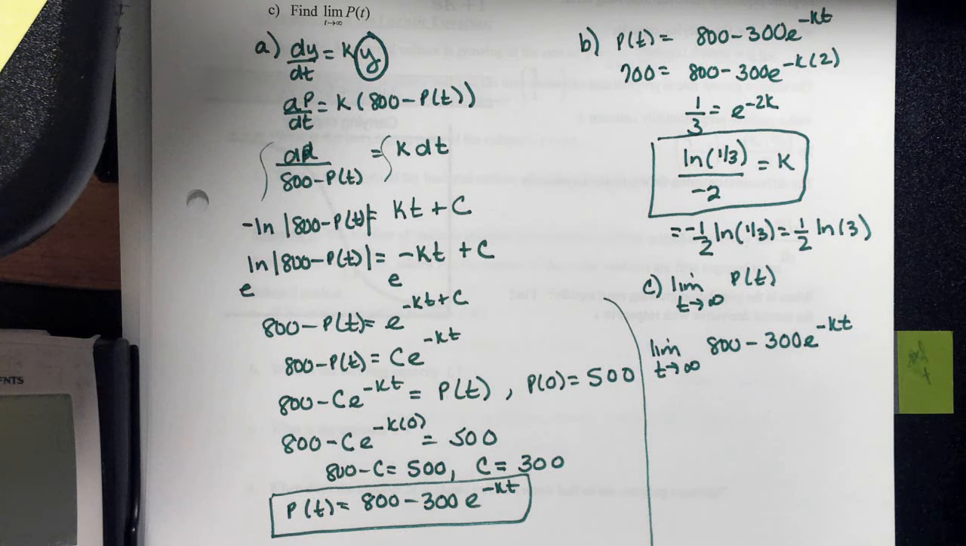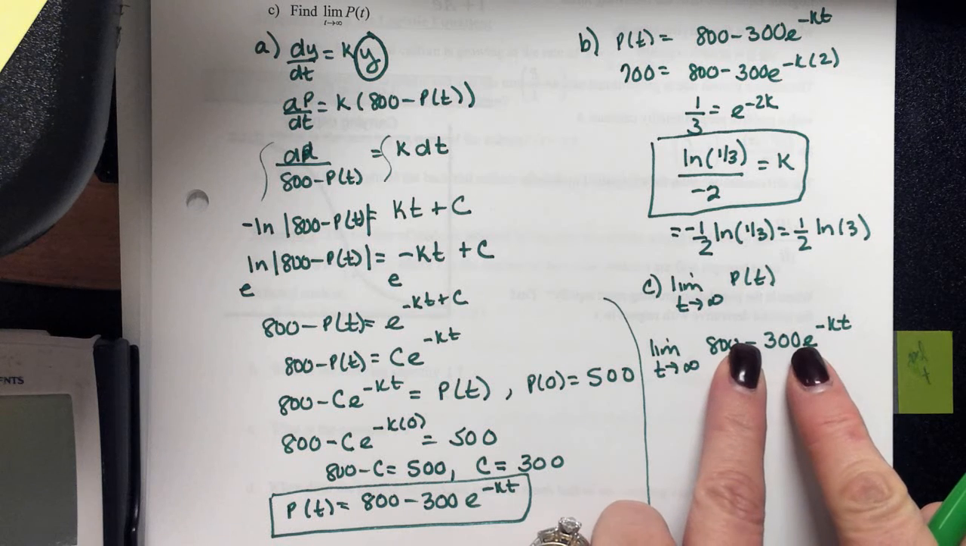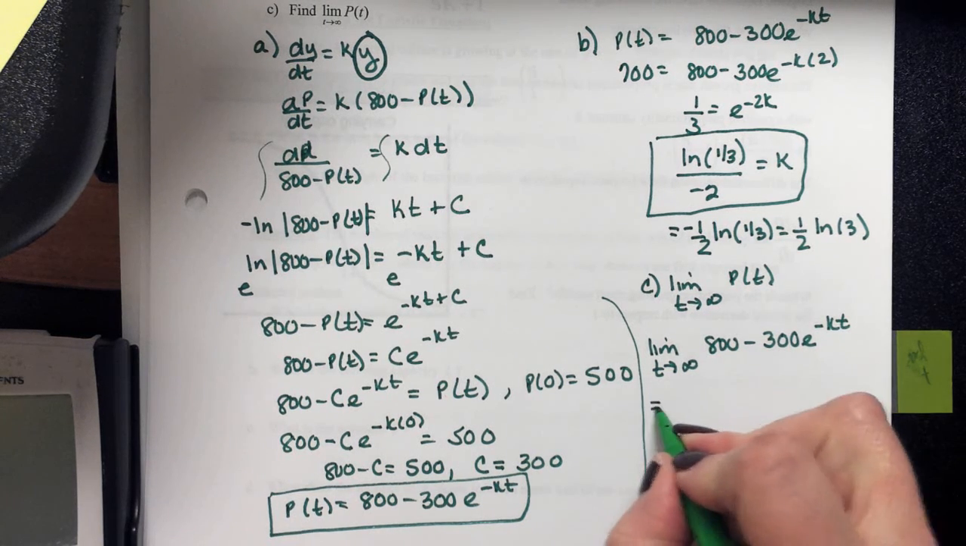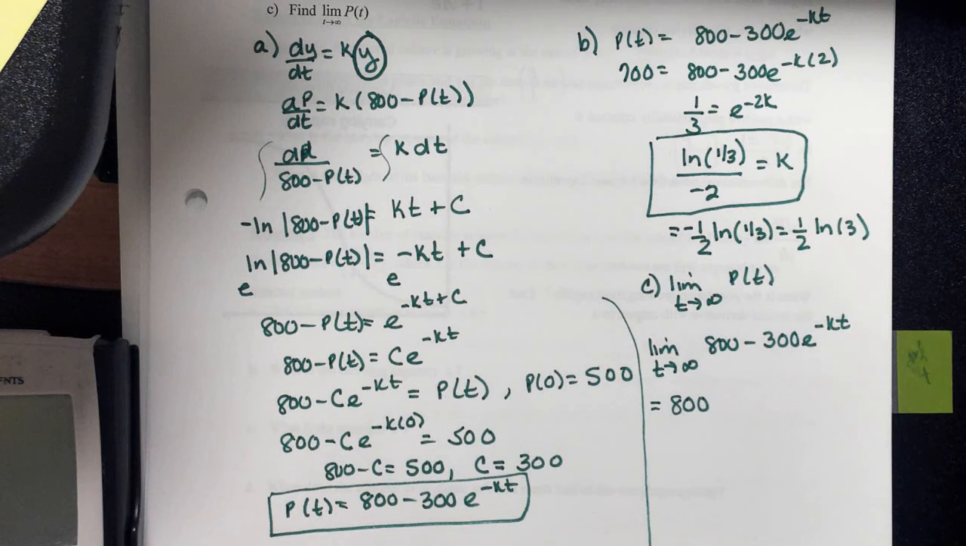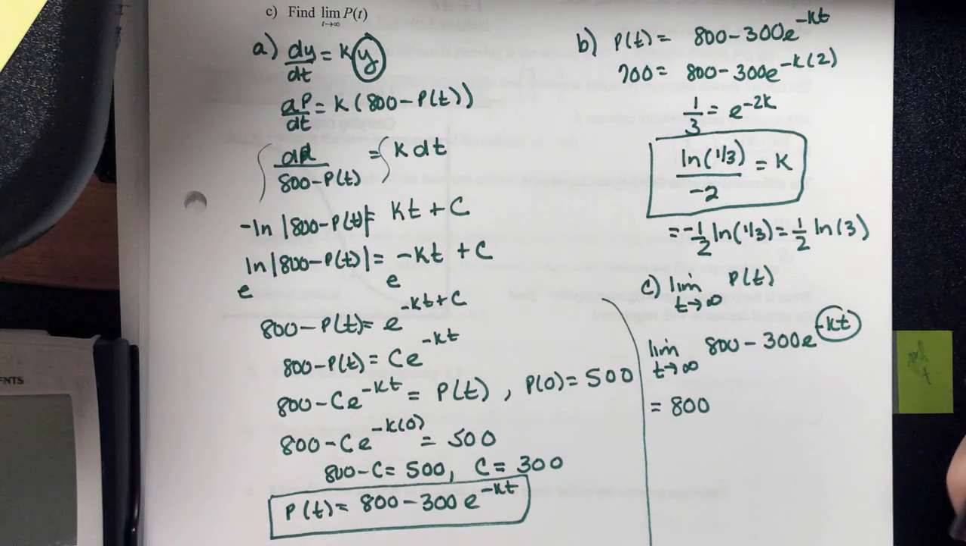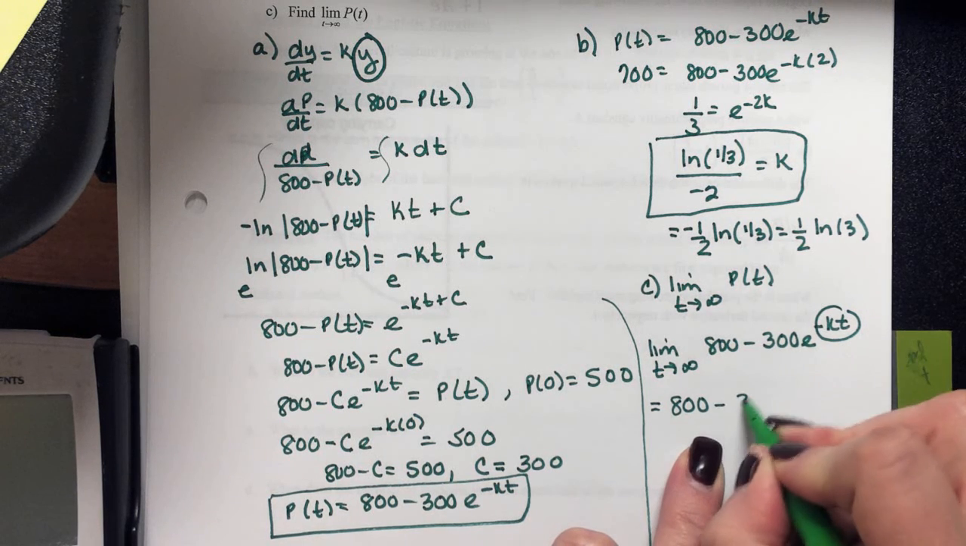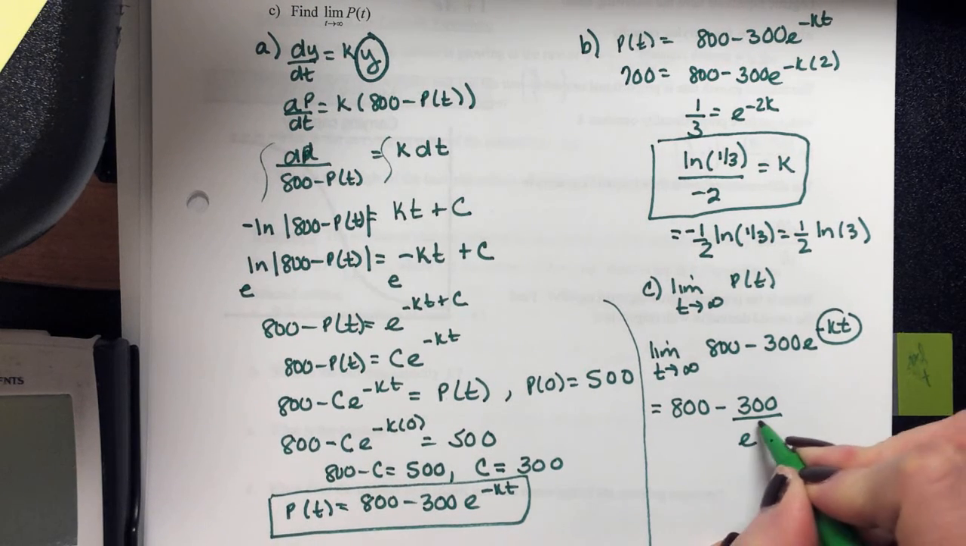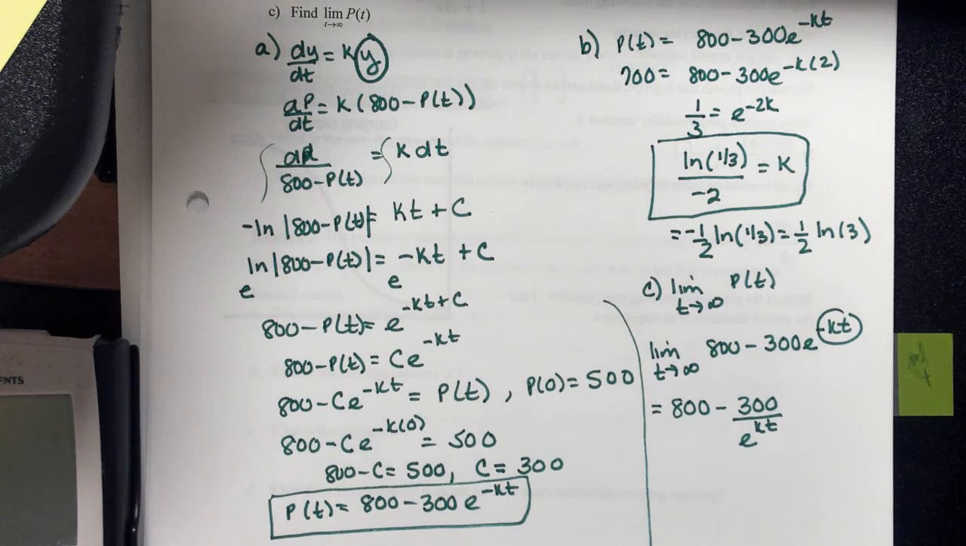So remember, property of limits, I'm going to take the limit of each term. So the question is, what's the limit as t approaches infinity of 800? 800. Remember, property of limits, the limit of any constant is just that constant. Now remember, when you're looking at limits, you want to rewrite the expressions with positive exponents first before you decide what that limit's going to be. So I have minus 300. Getting rid of this negative exponent, it's going to be 300 over e raised to the k times t power.